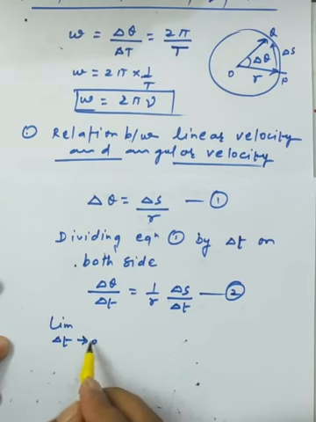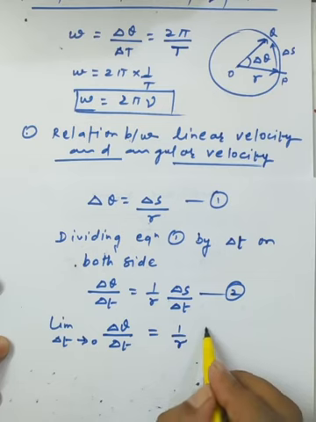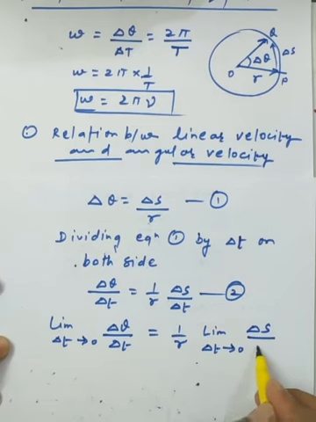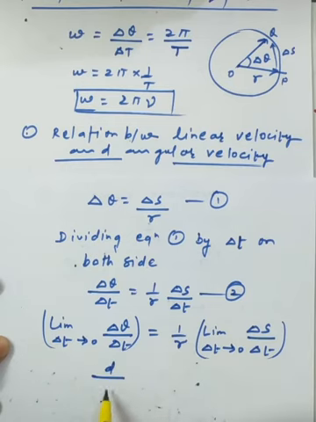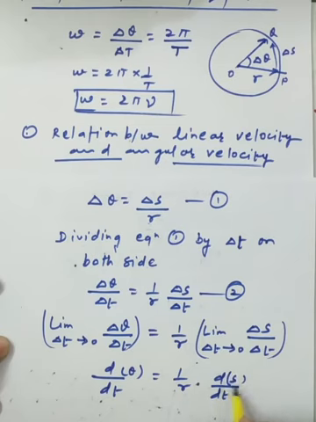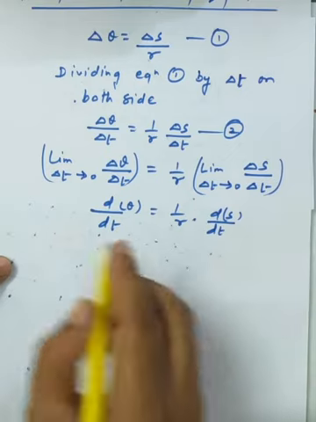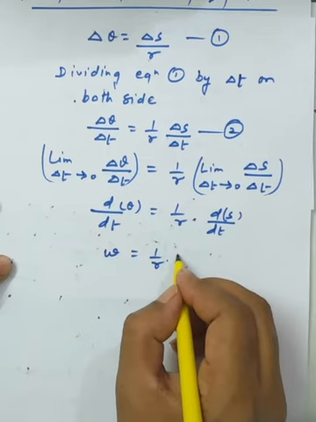Limit delta t tends to 0 of delta theta upon delta t, that is 1 upon r, times limit delta t tends to 0 of delta s upon delta t. So this is the derivative. We can substitute the whole term as d by dt of theta, multiplied by 1 upon r, is equal to d by dt of s. Now we can state d by dt of theta as the omega, and displacement upon time is simply the velocity.